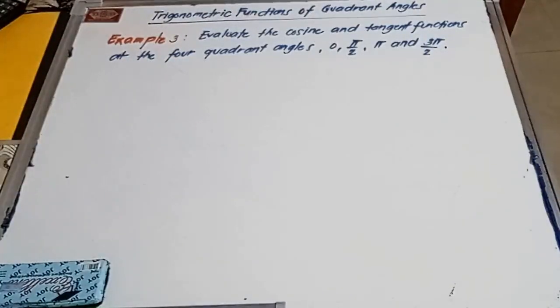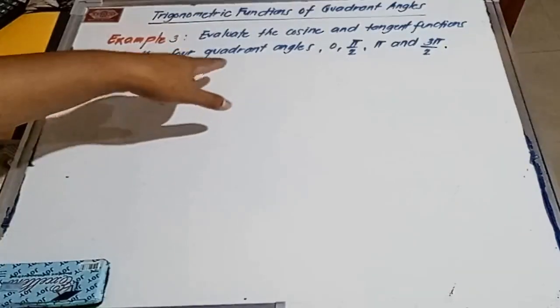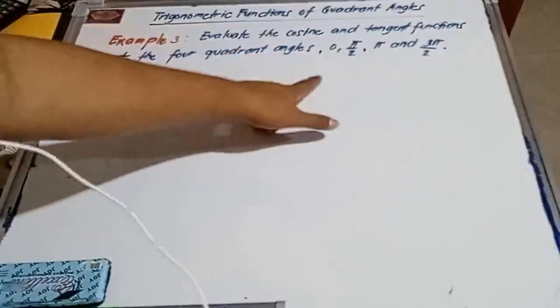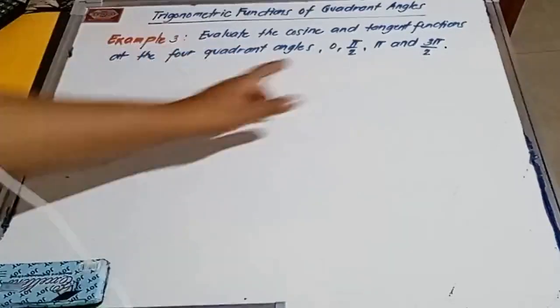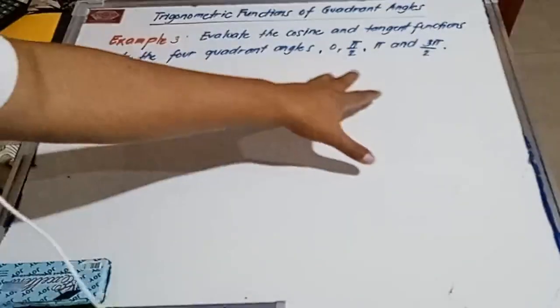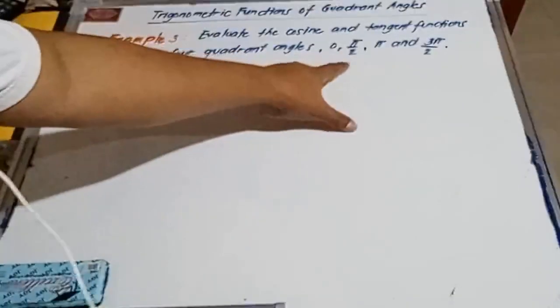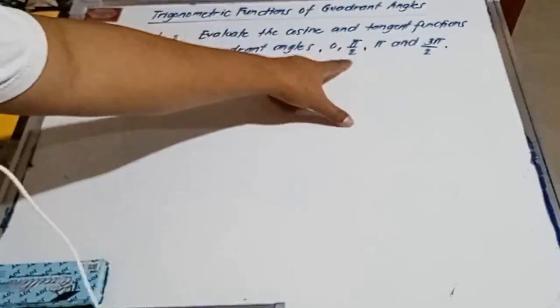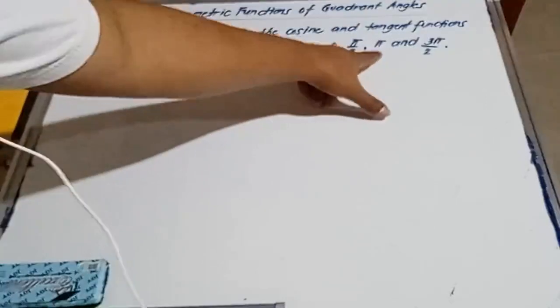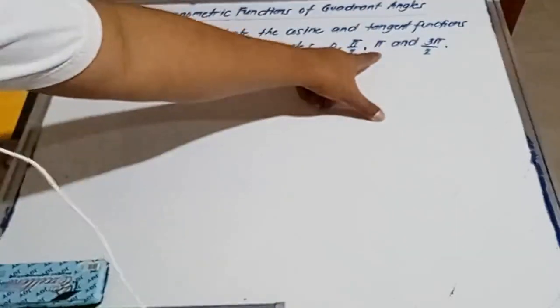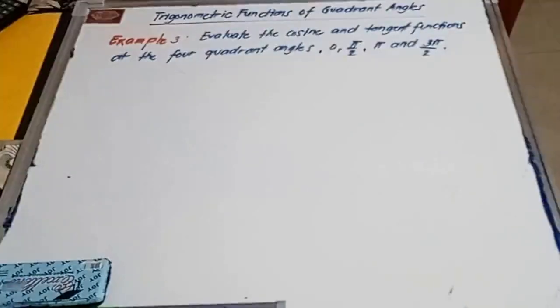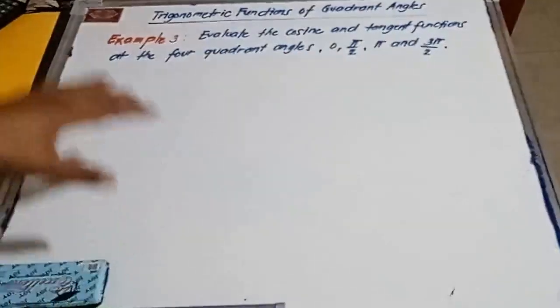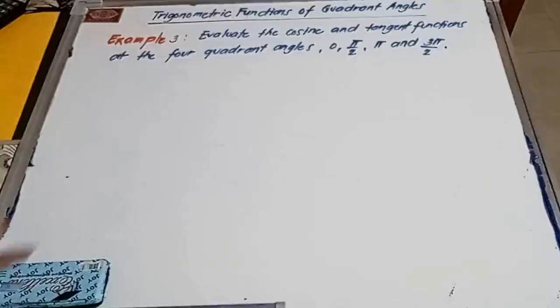Evaluate the cosine and tangent functions at the four quadrant angles 0 degree, pi over 2, pi, and 3 pi over 2. If these are all in radian measures, yung pi over 2 natin, ito ay 0 radian, pi over 2 radian is 90 degrees, pi radian is 180 degrees, and 3 pi over 2 radian is 270 degrees. Again, multiples of 90 degrees yung measurement of these angles. Therefore, these are quadrant angles.